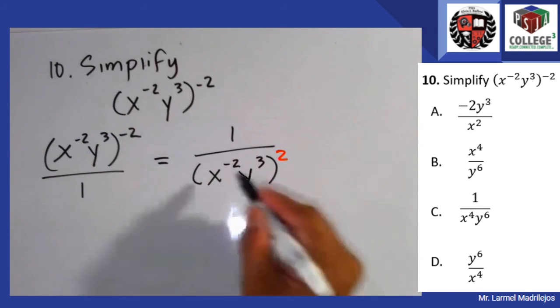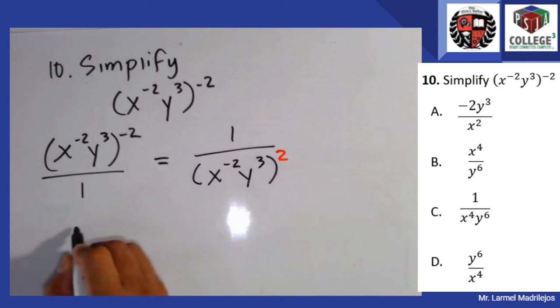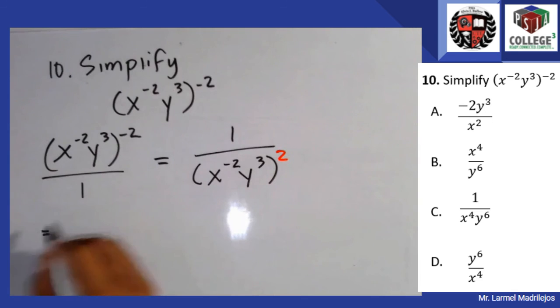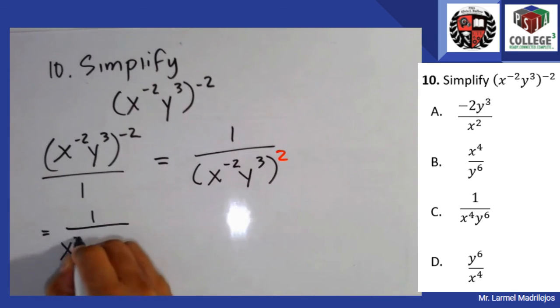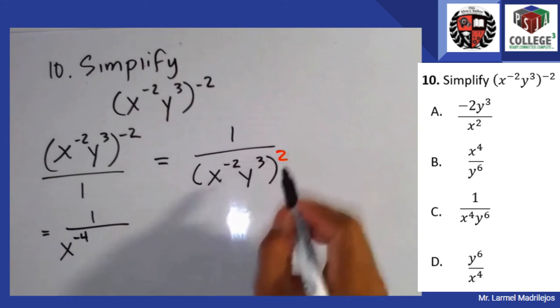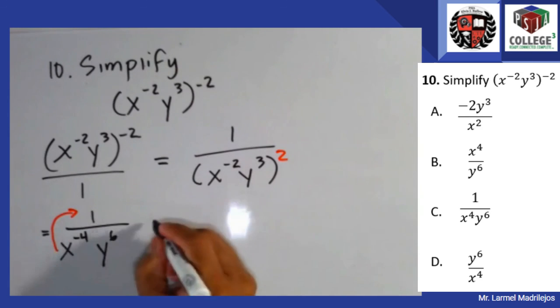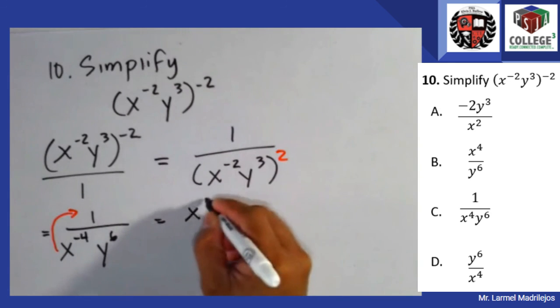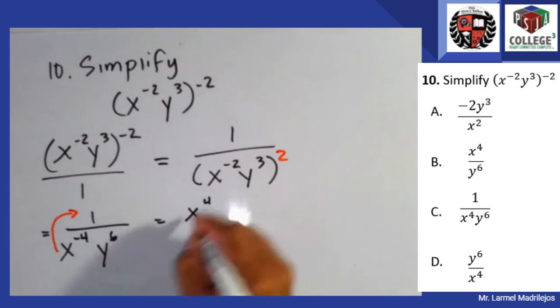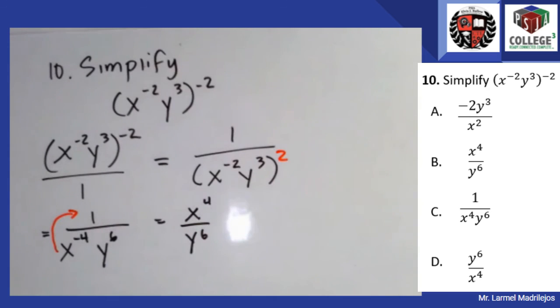So negative 2 times negative 2 is going to be, let me write it here, x raised to negative 4. 2 times 3 or 3 times 2 is 6. But take note, the rule is all answers are supposed to have positive exponents. So we have a negative exponent here. What we can do is take this to the denominator, and this is going to be x to the 4th power over y to the 6th. So the answer is letter B.